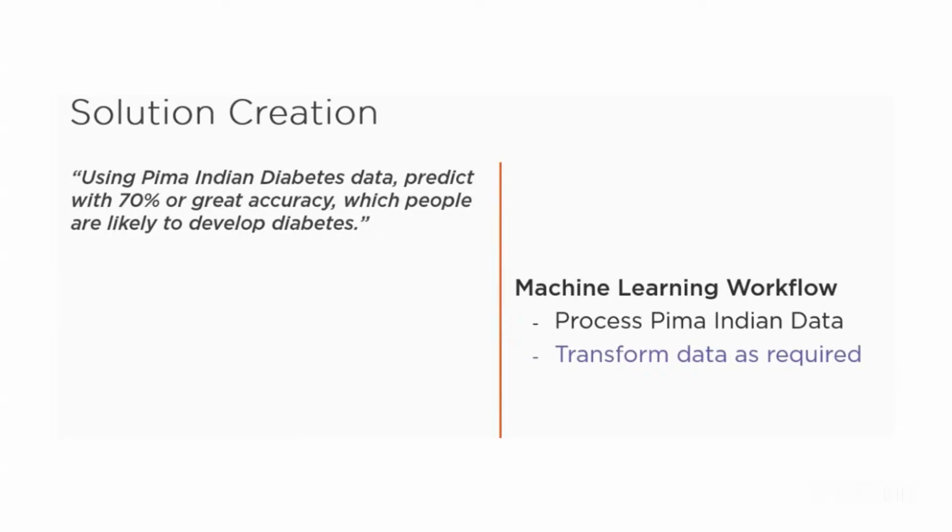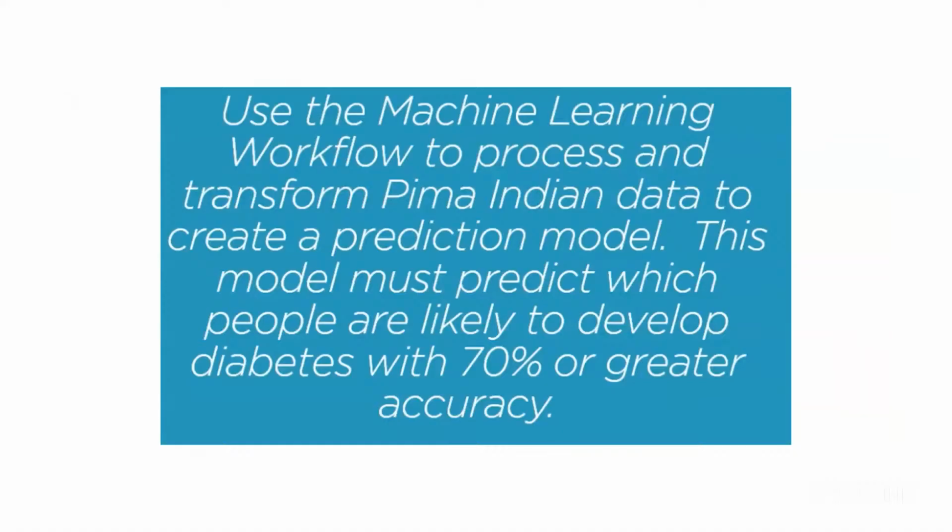Now we'll see the whole solution statement, how it looks after including the scope, performance, context, and solution statement, like a solution context. This is how the complete solution statement will look. Using the machine learning workflow to process and transform PIMA Indian data to create a prediction model. This model must predict which people are likely to develop diabetes with 70% or greater accuracy. This is how the solution statement looks. It is a combination of scope, data source, target performance, and the context.